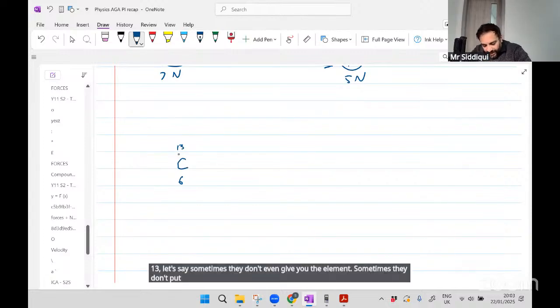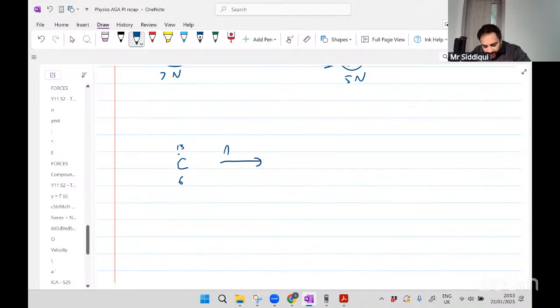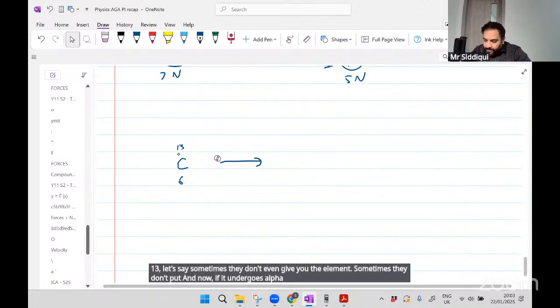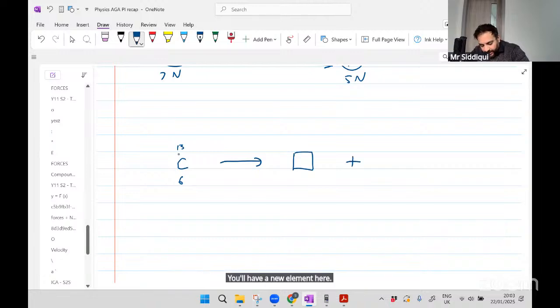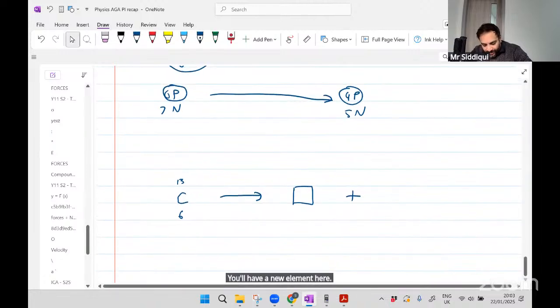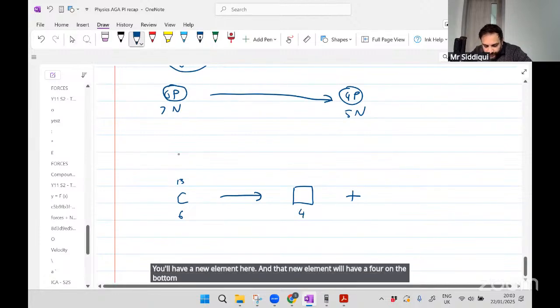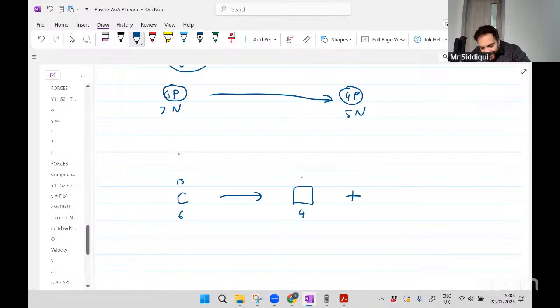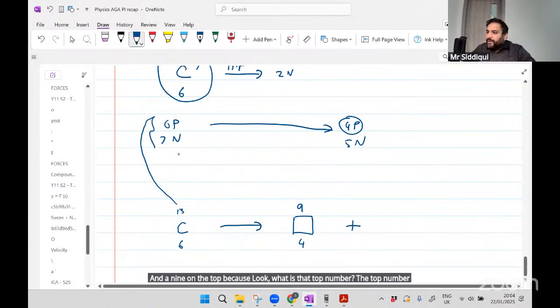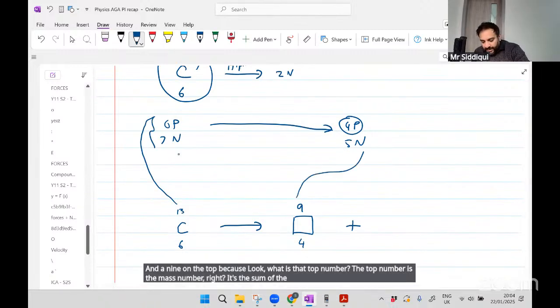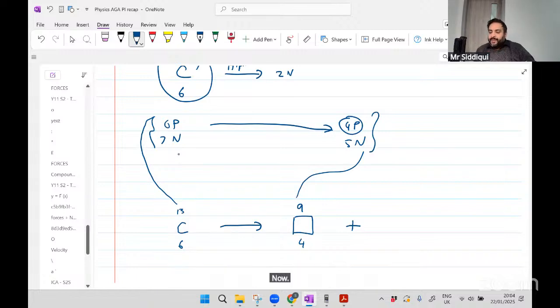And now if it undergoes alpha radiation, this is what the equation will look like. So you'll have a new element here, and that new element will have a 4 on the bottom and a 9 on the top because look, what is that top number? The top number is the mass number, right? It's the sum of the protons and the neutrons. Now, the protons and the neutrons only add up to 9. So effectively, we've reduced that by 4.